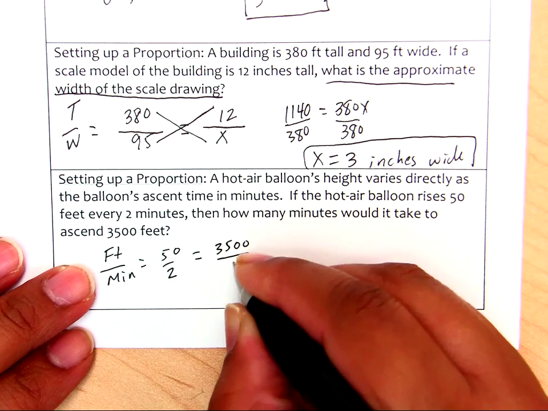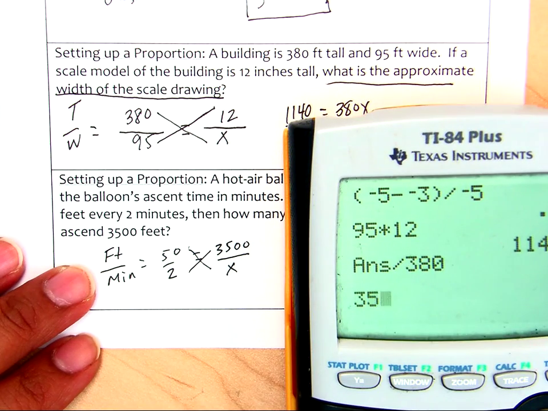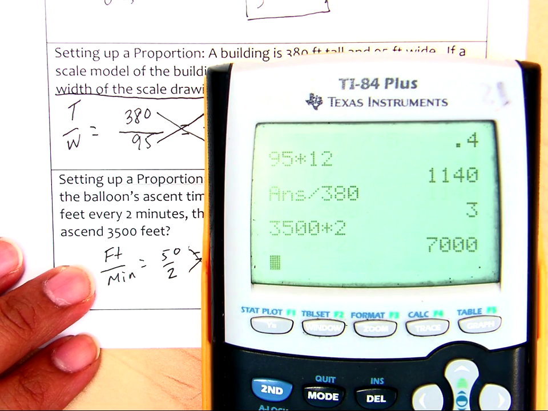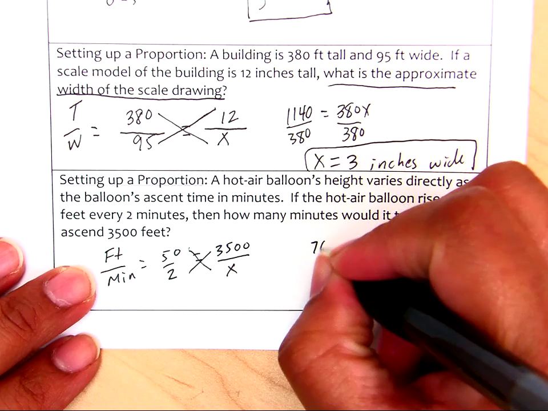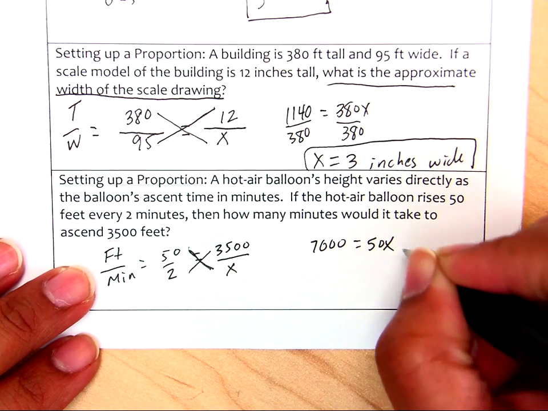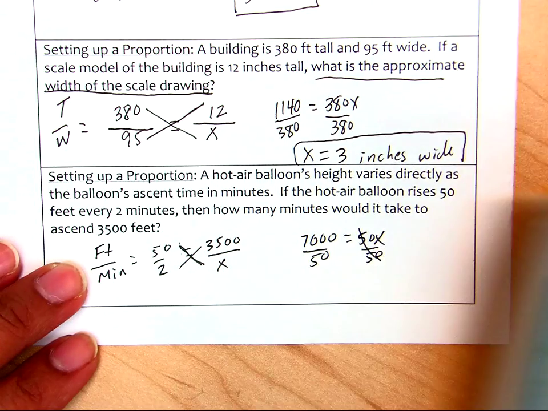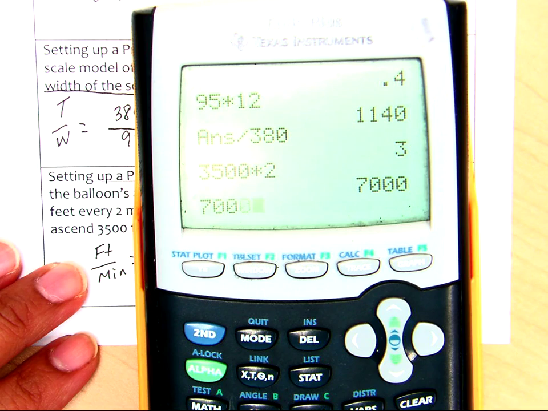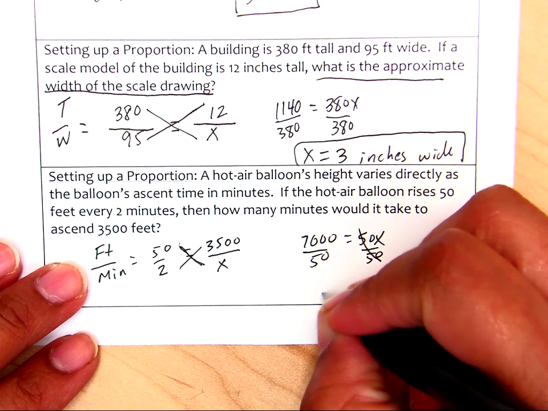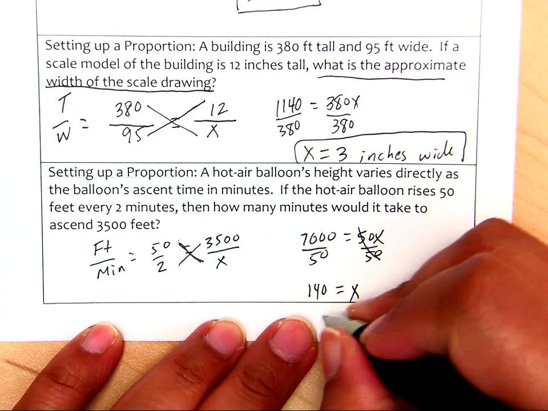So again, we're going to cross multiply. 3,500 times 1 is 3,500. 50 times x is 50x. We're going to divide by 50. 3,500 divided by 50 is 70. So 70 is equal to x. So how many minutes would it take? 70 minutes.